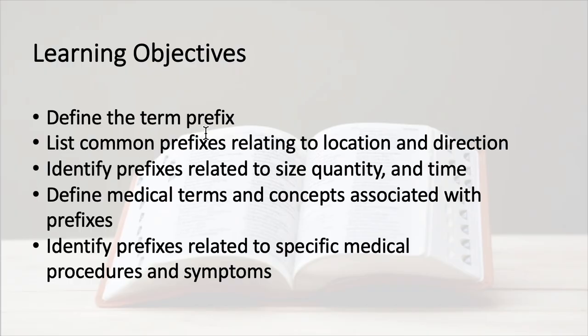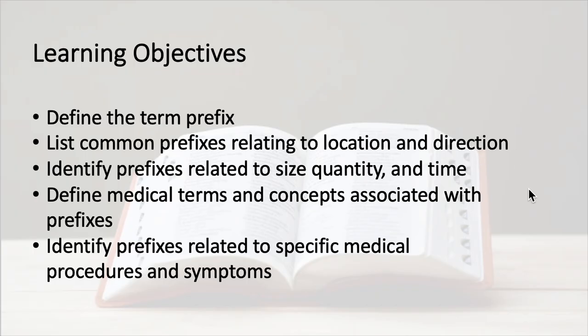So for the general learning objectives though, for this unit, these include defining the term prefix. So we're going to review what a prefix is. Again, we did go over this more generally, especially in week 1 when we talked about the component parts of words. But now we're just going to focus more on specific prefixes and discuss those categories of prefixes that were brought up in the week 1 lecture as well. So we're going to identify prefixes related to size, quantity, time, location, direction.